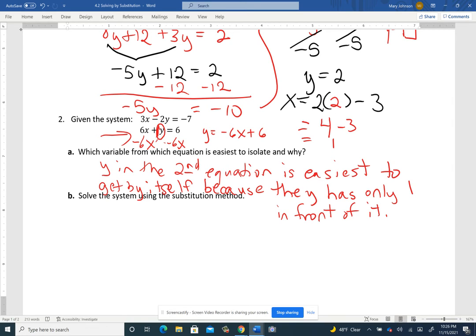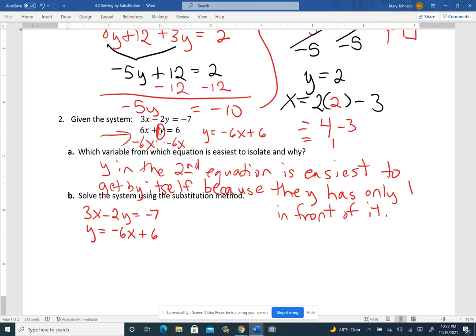Okay, so I'm going to put that together with the first equation. So let me rewrite it down here. So we have 3x minus 2y equals negative 7. And now we have the equation written, so one of the variables is on a side by itself.